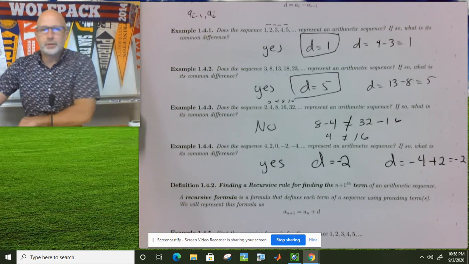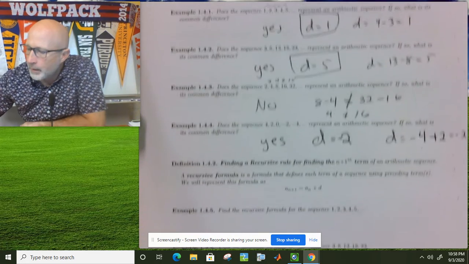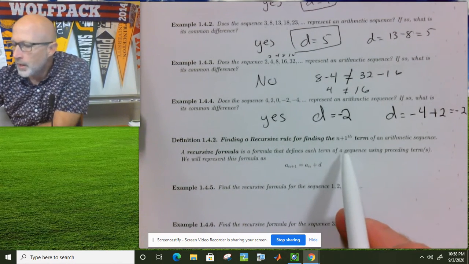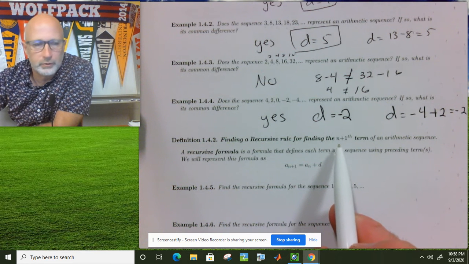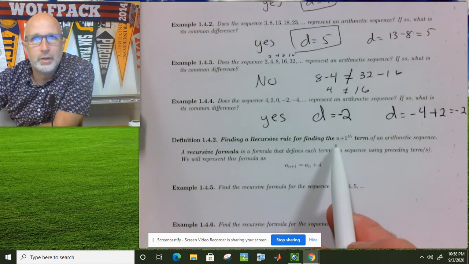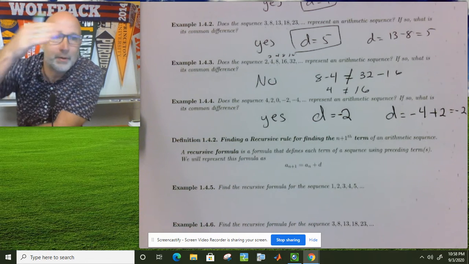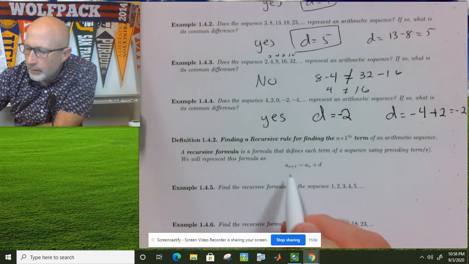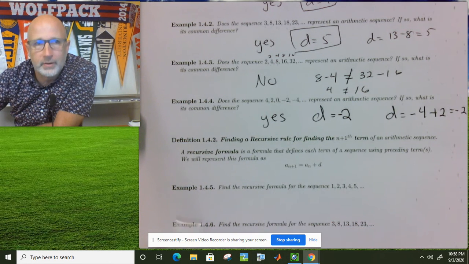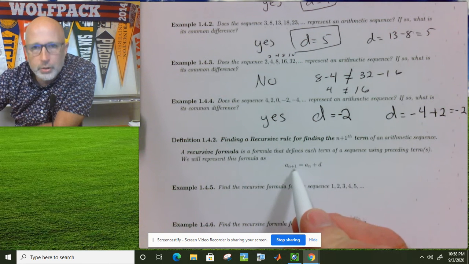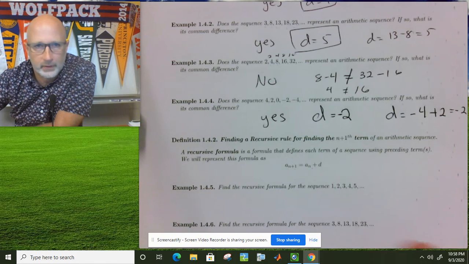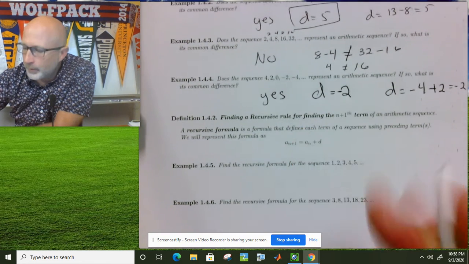Okay, so that's just determining if it's arithmetic or not. Now, finding a recursive rule for the n plus 1 term. All this is doing is simply saying, can you come up with a rule based off of what happened right prior to it? A sub n plus 1 just represents the n plus 1 term in that sequence. All you're going to do is take the prior one and add d to it. That's it. This is pretty simple.